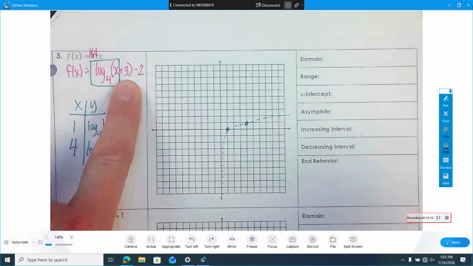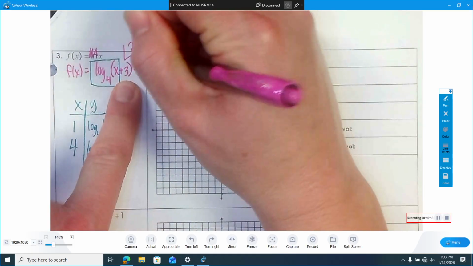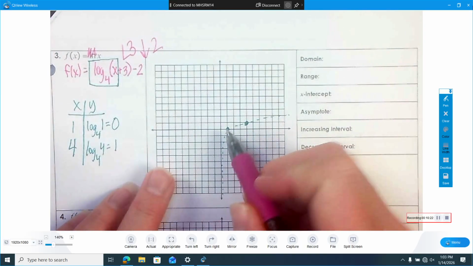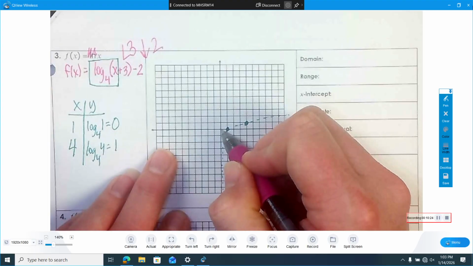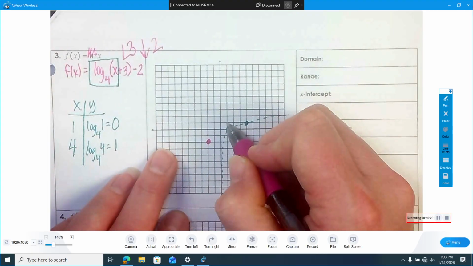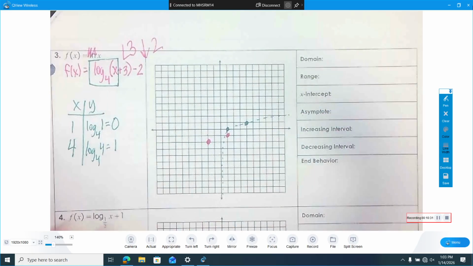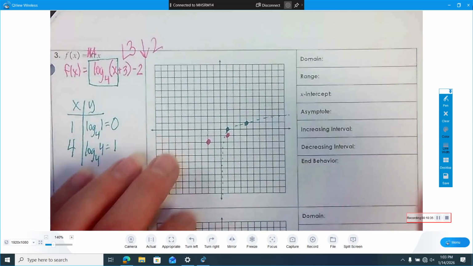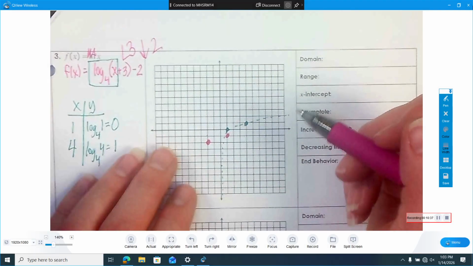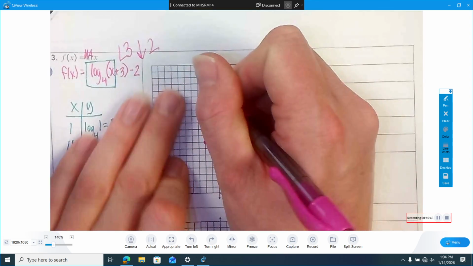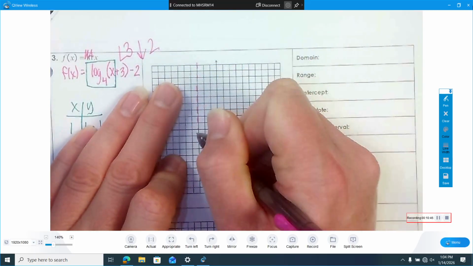How is this going to be shifted? Left 3 and down 2. So I'm just going to take my ordered pairs and count them left 3 and down 2. Left 1, 2, 3, down 2. Plot the point. Left 1, 2, 3, down 2. Plot the point. What happened to my vertical asymptote if I'm shifting this graph to the left 2? Left 3, sorry, you're right. We're shifting it left, so that vertical asymptote is shifting left 3. So we want to draw in that vertical asymptote first.